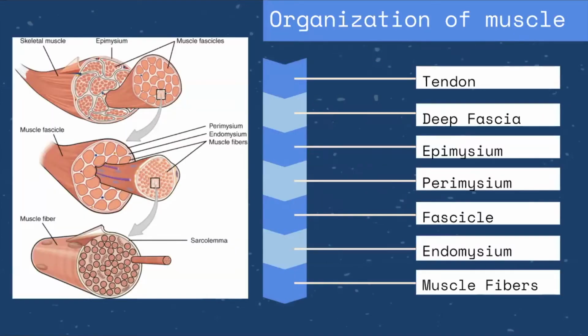Now, we have organization of muscles. So in this case, we're going to be talking about skeletal muscle. It has many, many layers, but I'm going to do the 7 I find most important. So we have skeletal muscle here, and the first layer would be the tendon, and below it we would have deep fascia, deep tissue, and below that we would have the epimysium, and below that the perimysium. We have the fascicle, endomysium, and then muscle fibers. So all of these connect together, and they do their thing, and they contract.